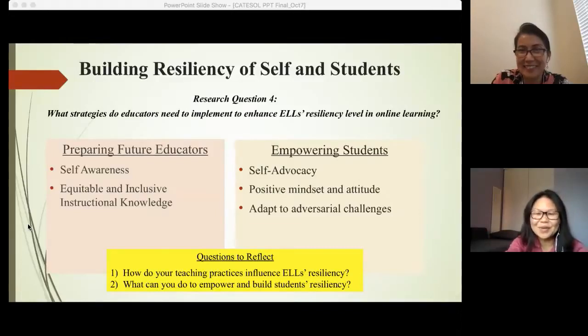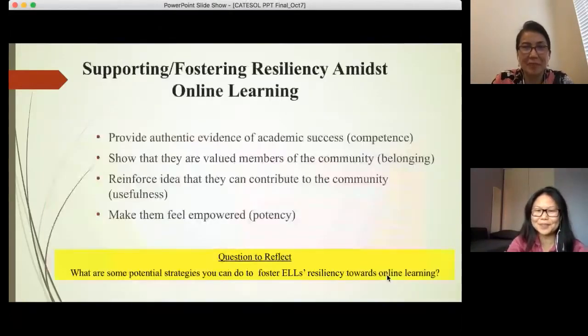Okay. We're going to go ahead and move forward because we want to be able to respect your time as well. So here are some ways on how to support and foster resiliency amidst online learning.